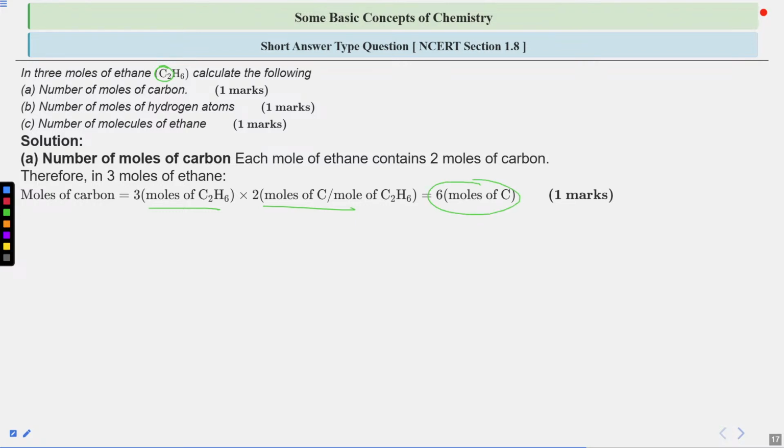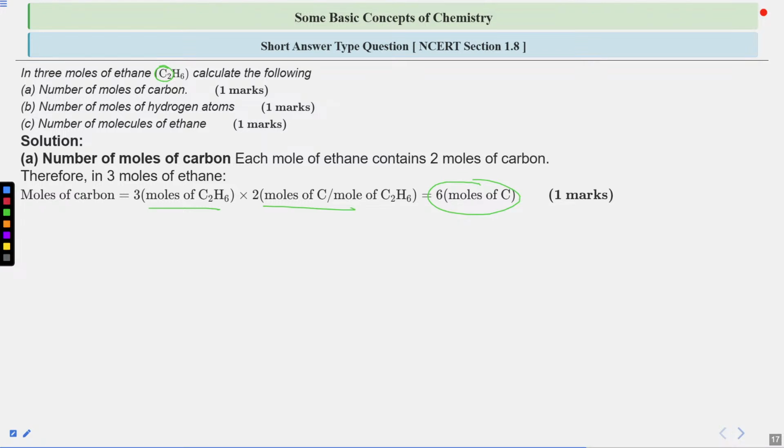Got it? Again I am repeating it. We know that in 1 mole of ethane we will have 2 moles of carbon atoms and 6 moles of hydrogen atoms. Because in each molecule of ethane we have 2 carbons, therefore in 1 mole we have 2 moles of carbon. Is there any issue in this point? 1 mole of ethane has 2 moles of carbon. You don't need mass. Is it clear?